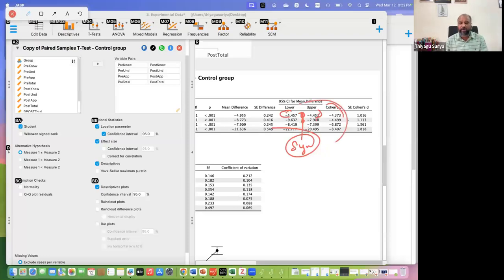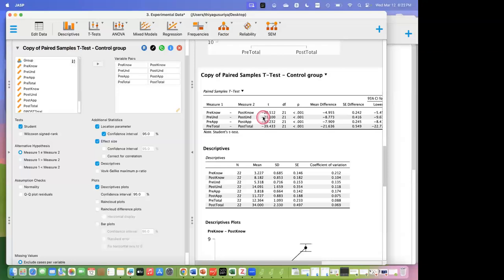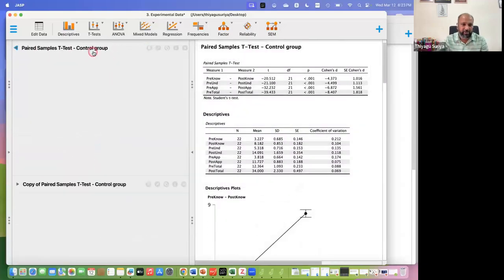And the effect size is also high. This way we can write the interpretations based on the paired sample t-test. Any doubt about the paired sample t-test? So what is the hypothesis? Anyone tell me what is the hypothesis for this case? There is no significant difference between pre-knowledge and post-knowledge in the control group. Control group or experimental group? In this case, the experimental group. Sorry.